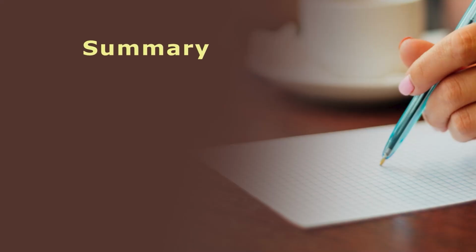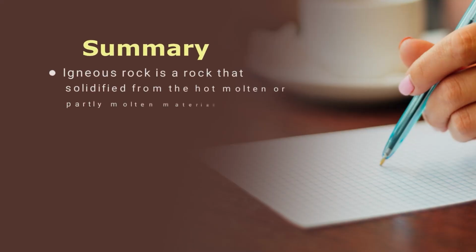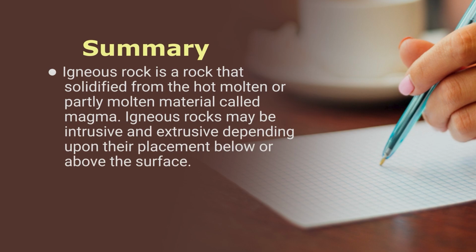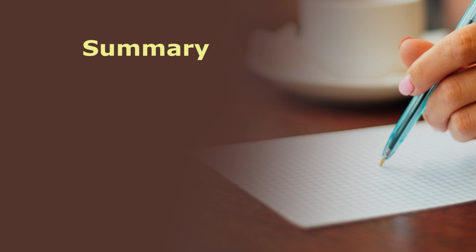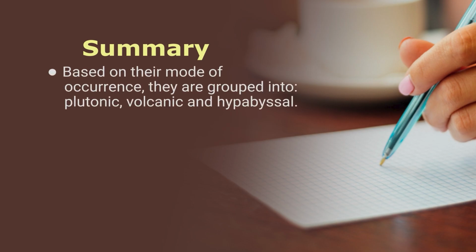Now, let me summarize quickly. Igneous rock is a rock that is solidified from hot, molten or partially molten material called magma. Igneous rock may be intrusive or extrusive depending on whether it comes out of the surface or consolidates below the surface. Based on the mode of occurrence, igneous rocks may be plutonic inside the earth, volcanic outside and hypabyssal intermediate.